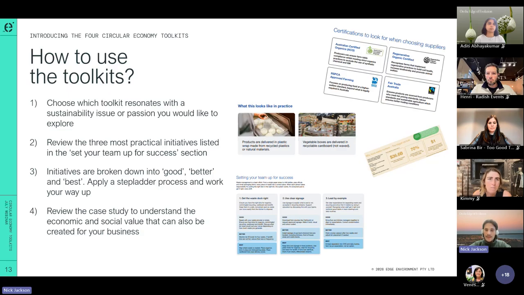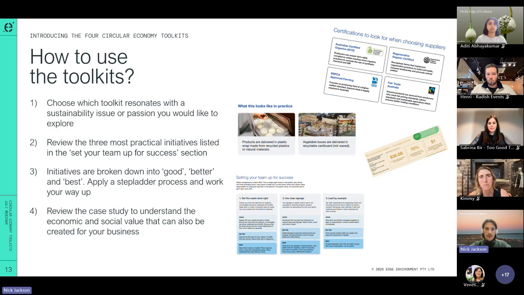So when using the toolkits, what we recommend is the business member chooses one toolkit that resonates most with them from a sustainability issue or passion that they'd like to explore. For chefs, that might be food waste and procurement. For venue managers, it might be packaging. For operation managers as well, you might be interested in waste management. So there's always one for each different issue that a business is facing. There are 3 practical initiatives in each one in the Set Up Your Team for Success section. Review each of them and choose one that's most pertinent to you.